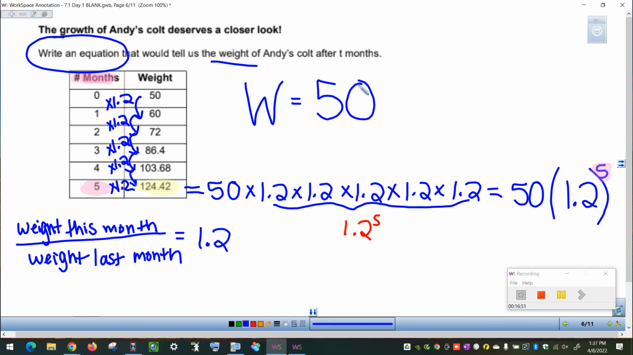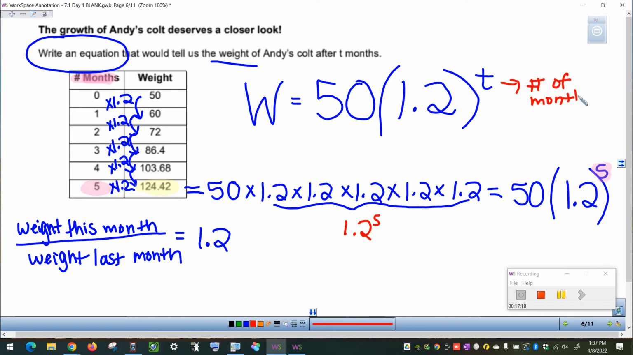And every time it's going to begin with that 50, because that was our starting weight, that's our starting value. And that 50 is going to multiply by 1.2 a certain number of times. We're going to have 1.2 in parentheses raised to the power of t. So instead of putting a 5 in there for the 5th month, t is just going to generally represent whatever number of months we're interested in.